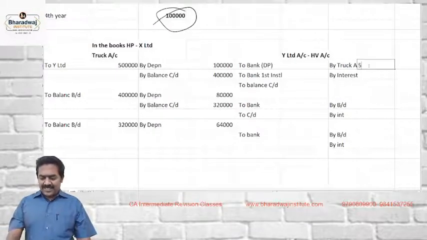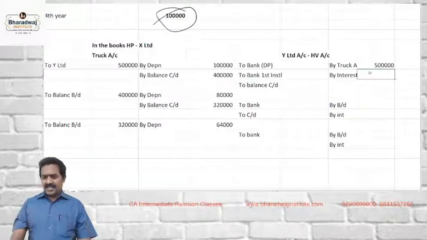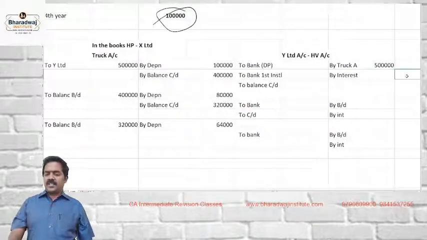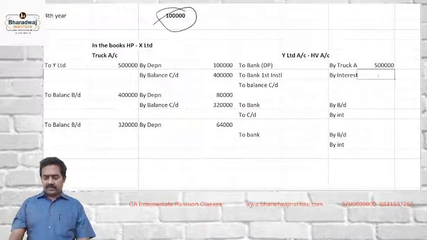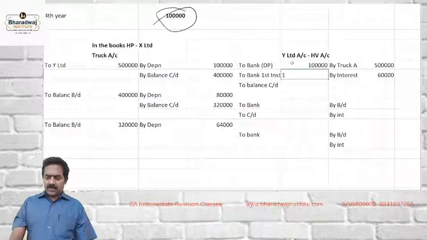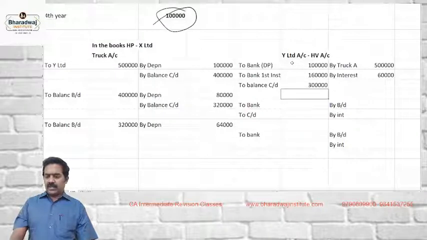Truck account, how much? 5 lakhs. What is the interest for the first year? Check the table. 60,000. First down payment is made, 1 lakh, plus the installment is also paid. To balance carried down, how much? 3 lakhs.